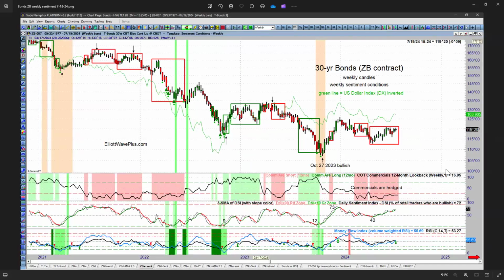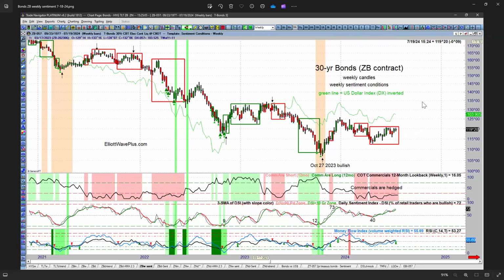What we're going to do here is flip through all of the current weekly sentiment conditions templates that we provide screenshots of to premium plan members and occasionally show in our weekly webinars. We're going to show them all very quickly and just make some notes on what's bullish and what's bearish. Okay, so here's bonds.